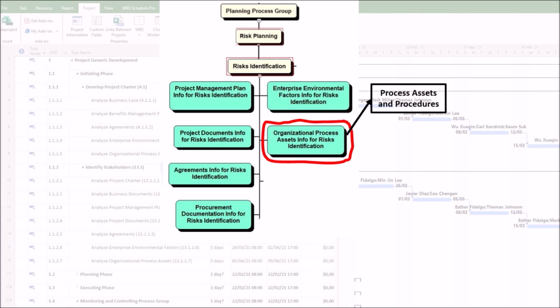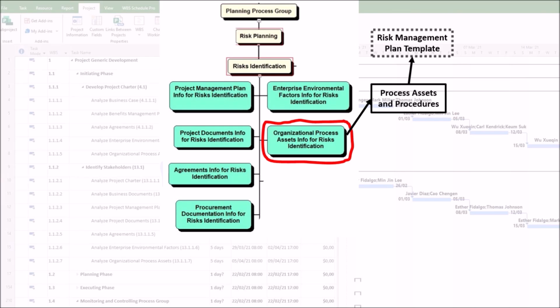1. Process assets and procedures. These provide the how-to for risk identification, ensuring a consistent and repeatable approach across the organization, as follows. First, risk management plan template. While the project-specific plan is a separate input, a standardized template ensures that all necessary elements for risk identification, such as roles, timing, budget, and risk categories, are considered from the start.